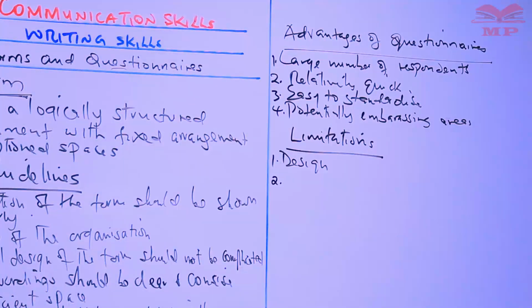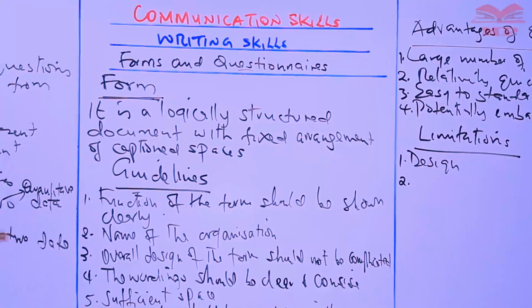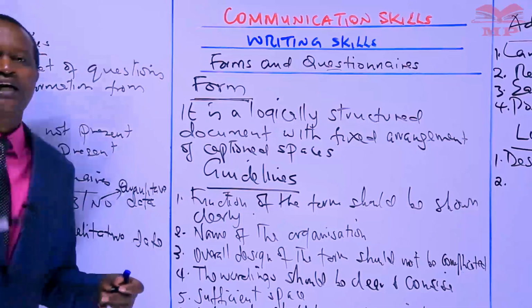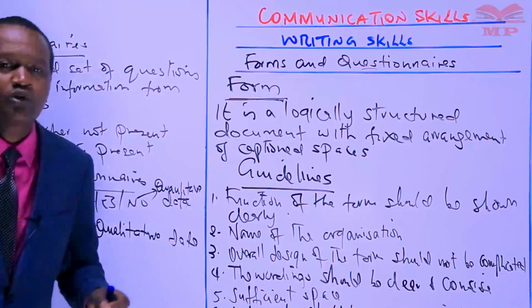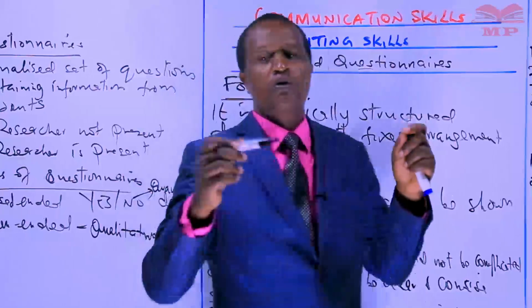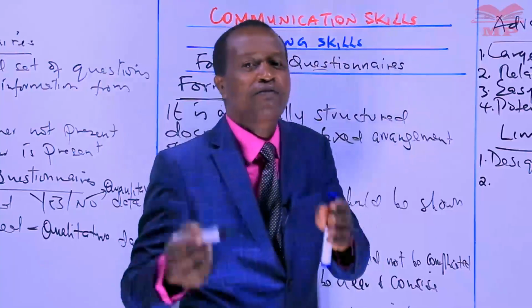Remember, we said here that there are 2 ways in which the researcher can gather information using questionnaires. Number 1 is where the researcher is not present. Number 2 is where the researcher is present. Now, where the questionnaire is filled and the researcher is not present, then the researcher cannot be sure that the person who filled the questionnaire is the right person. The researcher can never be certain.